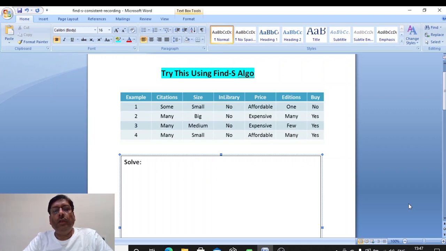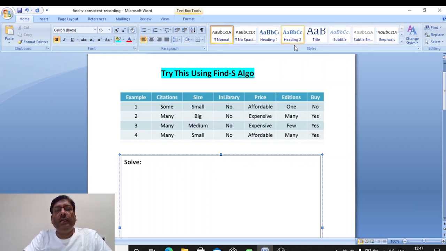Today we'll try to solve one more example with the help of the Find-S algorithm. The first example I have solved in my previous video. The link of the same is available in the description. I would rather say go with the first video and then come back to the second video and try to solve this particular problem along with me.